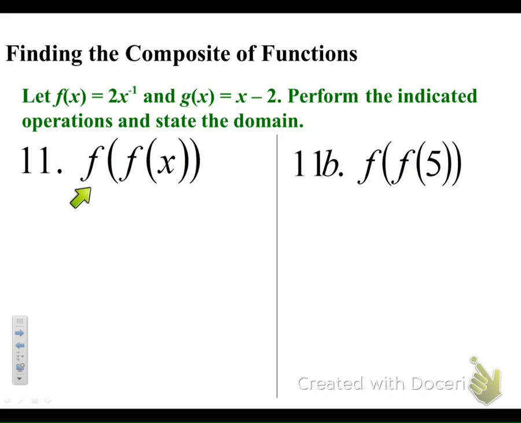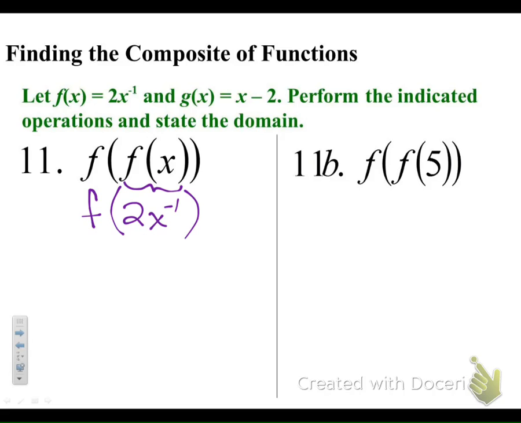Let's see what happens when we take f of f of x. All right. In this case, the first part's easy. I recognize, okay, this is f of x, which is specifically written up here, 2 times x to the negative 1. It's the second part that's a little hard. I have to take this expression and plug it into f's function again. So now I'm going to replace this x with 2x to the negative 1.